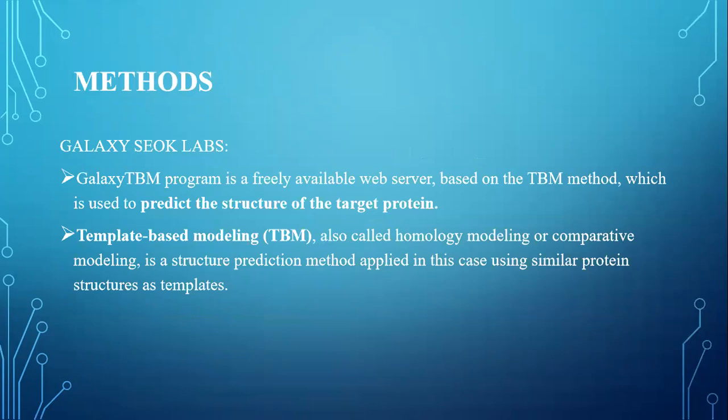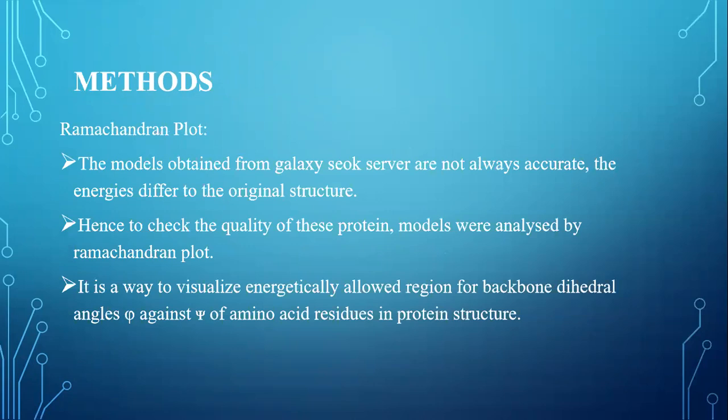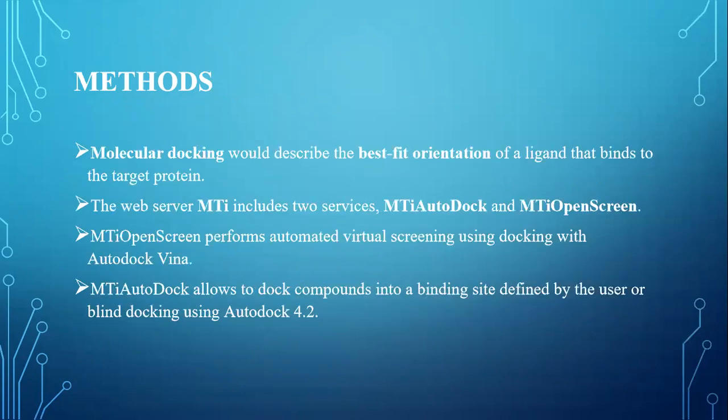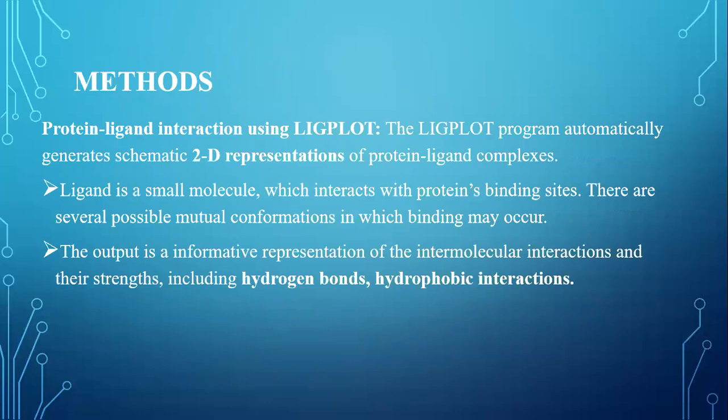The method is Galaxy CO Lab. I've used this web server to predict the structure of the protein using template based modeling, and the protein structure obtained from Galaxy CO Lab is validated with a Ramachandran plot and the accuracy is found. For molecular screening and docking, I used MTI open screen and AutoDock, screened open source ligand molecules and docked them to find the best fit orientation of the ligand. LigPlot is used to find the 2D representation of the protein ligand complexes.